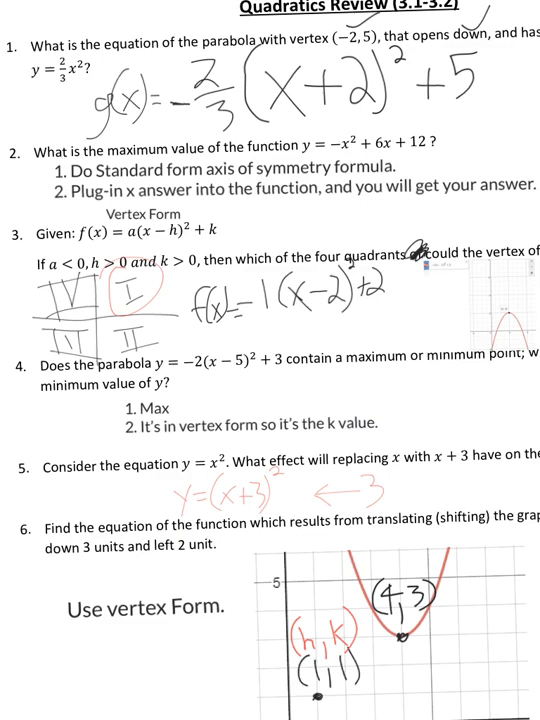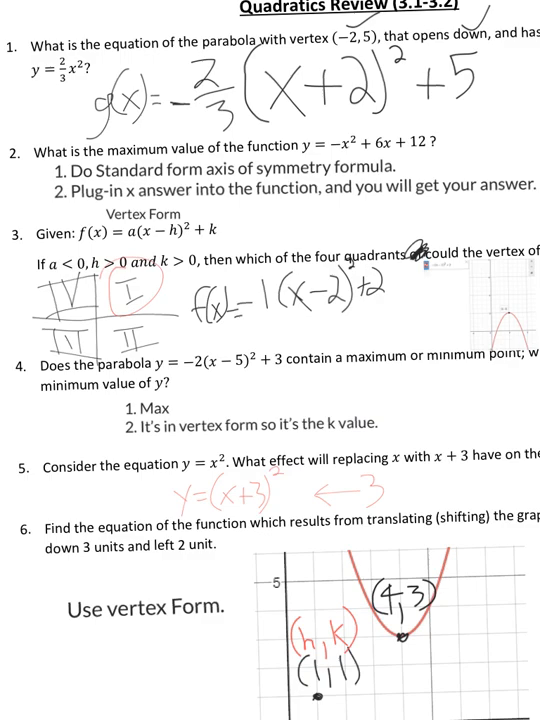Okay, so number 2, what's the maximum value of the function y equals negative x squared plus 6x plus 12? Do the standard form axis of symmetry formula, and then plug in your x answer into the function, and you'll get your answer for the maximum value.